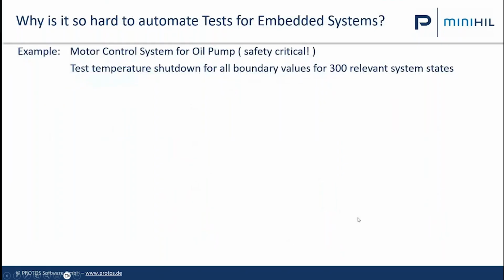Now, why is it so hard to automate tests for embedded systems? Let's have a look at the typical motor control system for an oil pump, for a lubrication pump. Again, the same example. In one system, for example, we need to test all the temperature shutdowns, all the shutdown paths for all boundary values for 300 relevant system states. That's a lot of test cases, and they are really slow if you run them in a climate chamber.